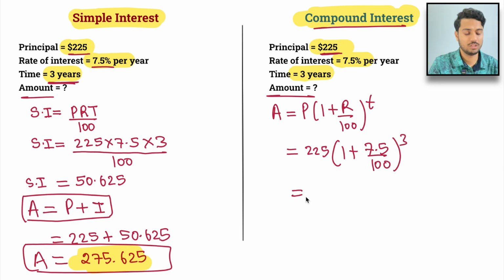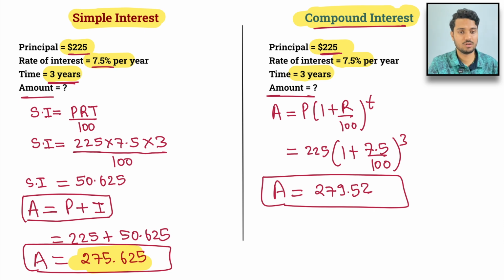What we have to do is substitute these values in the calculator: 225 multiplied by (1 plus 7.5 upon 100) raised to 3, and we'll get the answer as 279.52, correct up to 2 decimal places. So this is the amount. Now we can clearly see that in this case we are getting 279 at compound interest, and at simple interest we received only 275. So the amount in case of compound interest is higher as compared to simple interest.